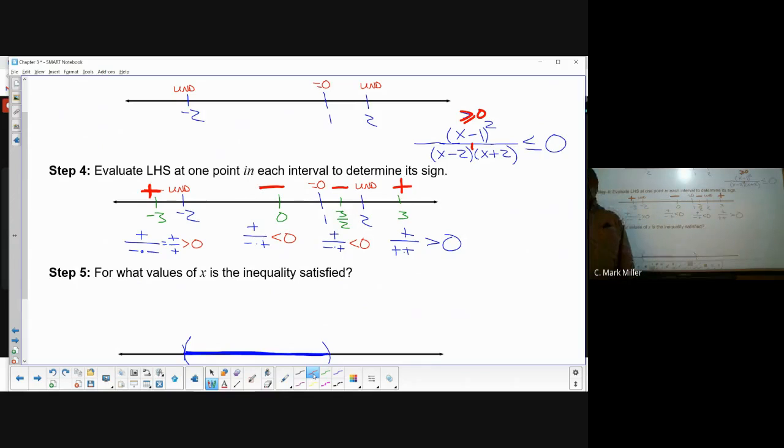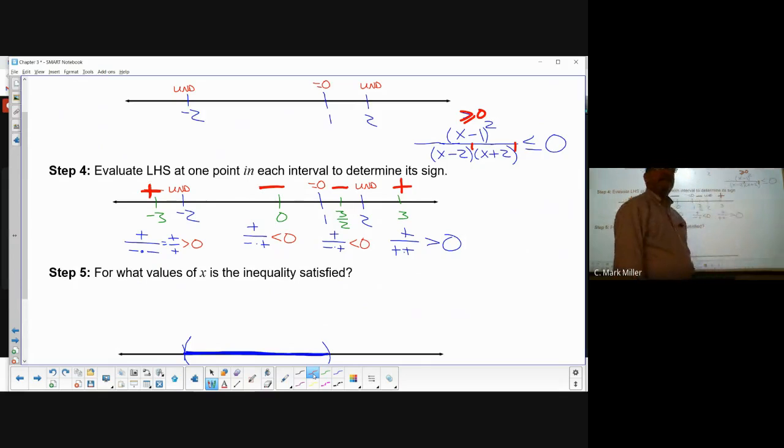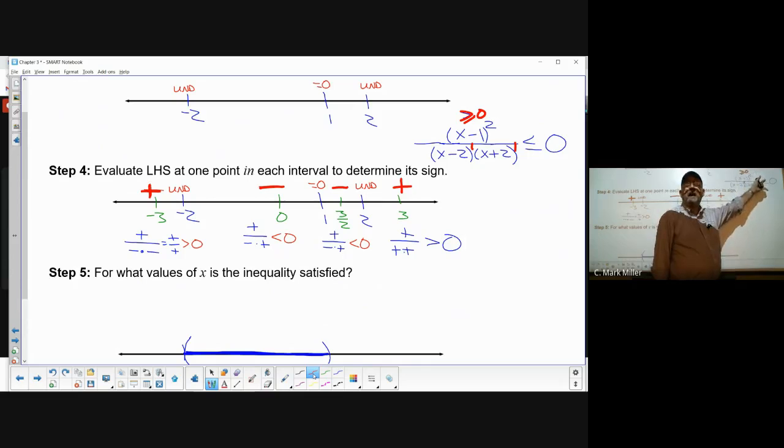My point behind going through all this is to say that you can validate your steps and know that you are correct. You're plugging these in, and whether it changed signs or not at those points corresponds to what we expect when we look at the multiplicities of those factors. These two, at plus and minus 2, are to the first power, so it's going to change signs at that point. If it were to the 13th power there, it would change signs at that point.